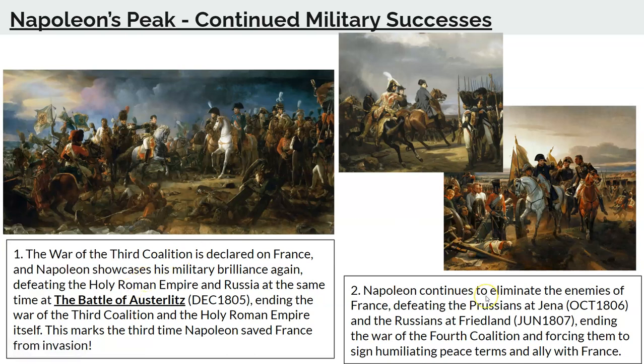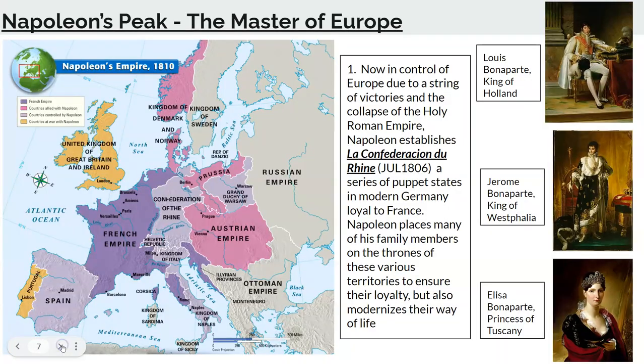And then they try it again, they being the enemies of France, with the War of the Fourth Coalition, but Napoleon again defeats them. He's a military mastermind. Good job, Napoleon. However, as Napoleon basically defeats all of his enemies, even though they all gang up on him, he is now the master of Europe.